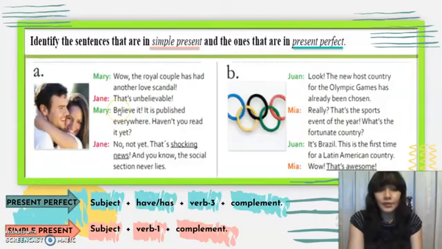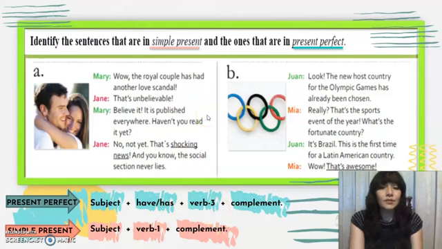So now let's practice. To do this practice, you have to read these comments and underline the sentences that are in simple present with pink and the sentences that are in present perfect with blue. So let's remember the structure. For the present perfect, we have subject plus the auxiliary verb have or has plus verb in past participle plus complement. And for simple present, we have subject, verb in the base form, and complement.